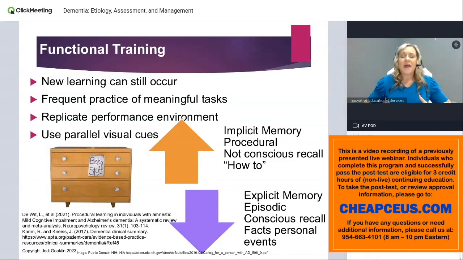When we look at the different types of memory that are called upon for our functional activities, we have implicit memory and then we have explicit memory. Our implicit memory is our procedural memory. So it's the how to. So that individual, if we look at doing a transfer, they may know how to do that transfer. Initially, this is going to be less impaired in someone.